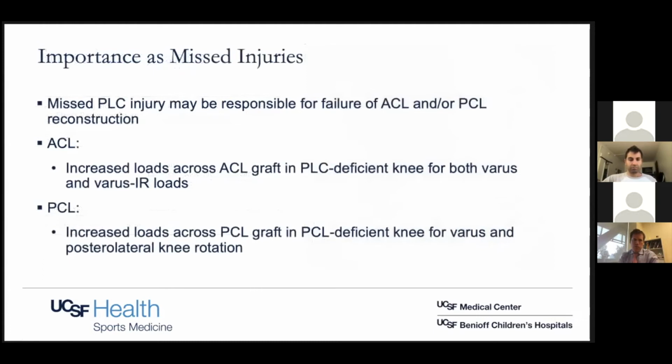All right, and so posterolateral corner injuries, a missed injury can be a failure for ACL and or PCL reconstruction. With the ACL, we see increased loads across the ACL graft in a posterolateral corner deficient knee for both varus and varus internal rotation loads. And then similar with the PCL, increased loads across that PCL graft. So if it's there, you don't treat it, that cruciate ligament reconstruction can fail.